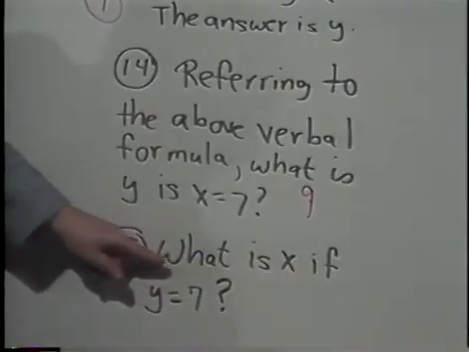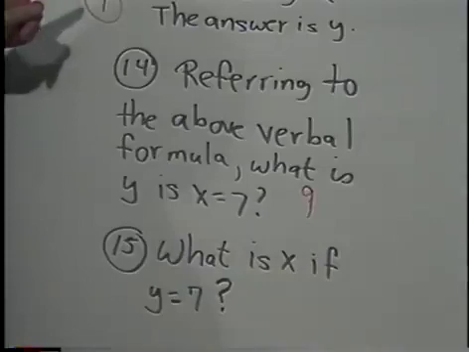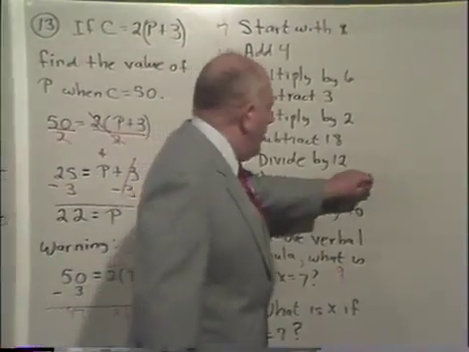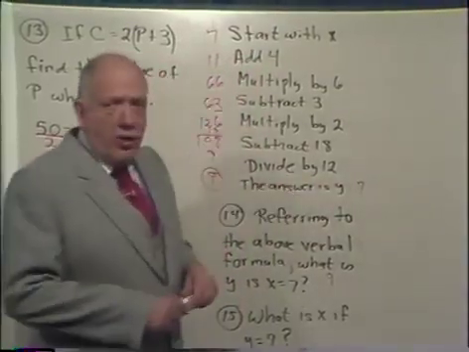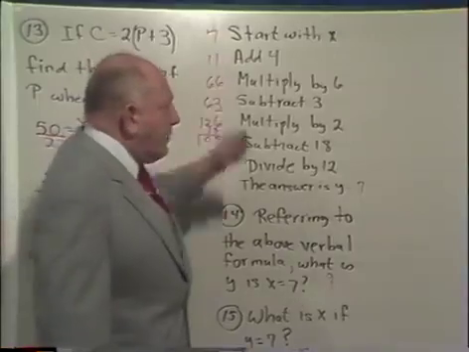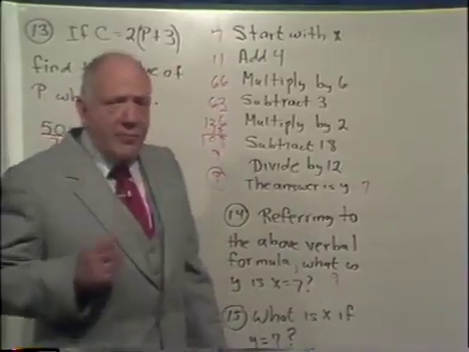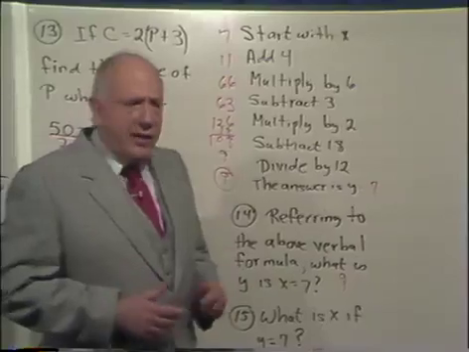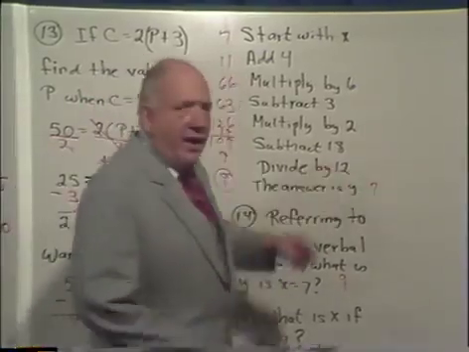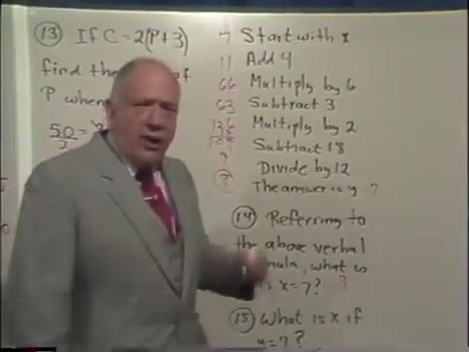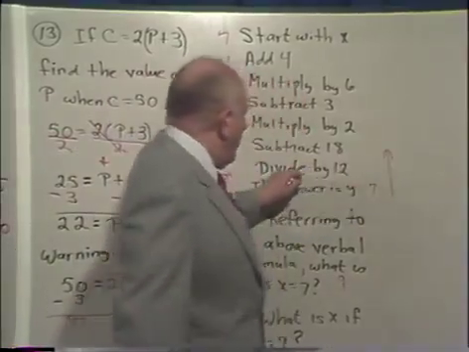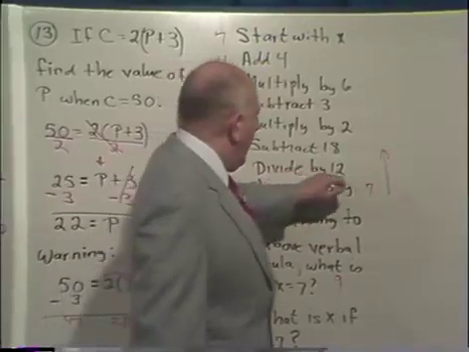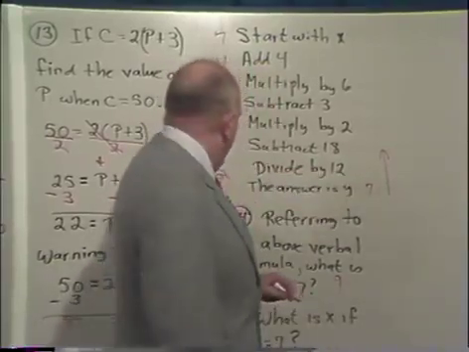Now, the reverse problem says, referring to the same verbal formula, what is x if y is 7? That says now you're starting with 7 and you want to find out, in other words, if the answer was 7, what was the question? And as complicated as this looks, if you just take your time and don't panic, you can reconstruct this thing. See, when did you get the 7? After you divided by 12. So to undo this, you're going to do what? Multiply. Going this way, you're going to do the inverse operation. Instead of dividing by 12, you're going to multiply by 12.